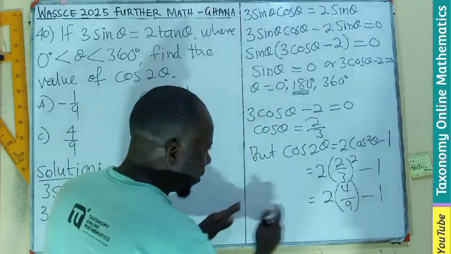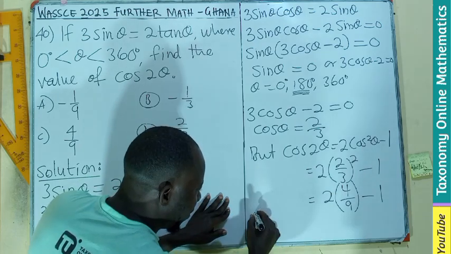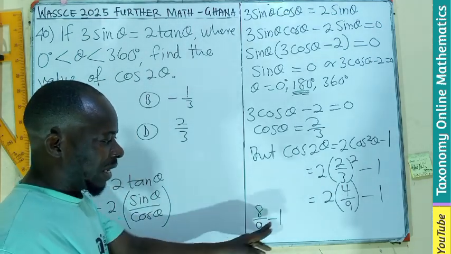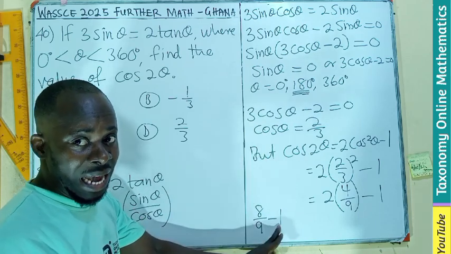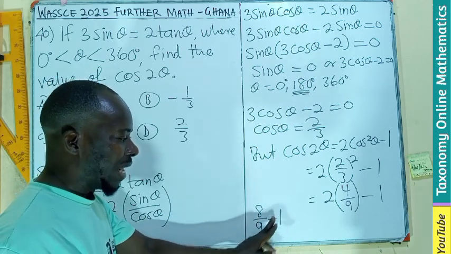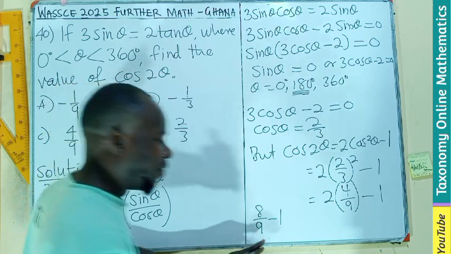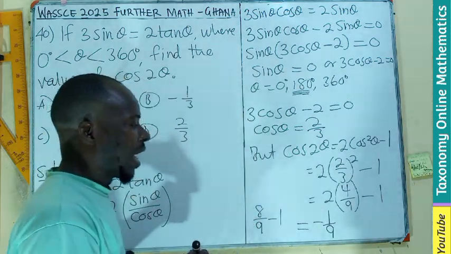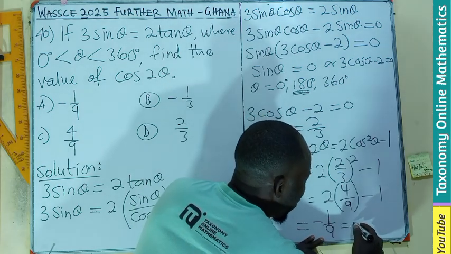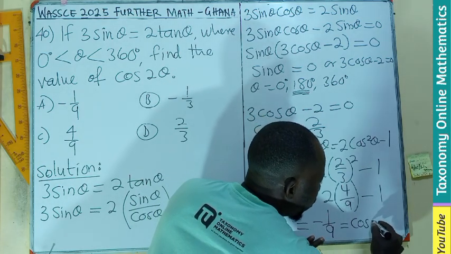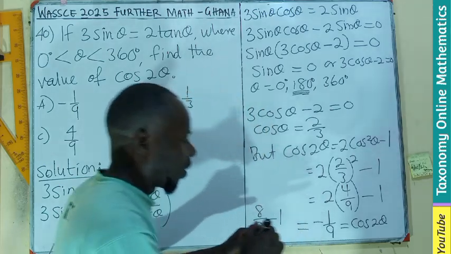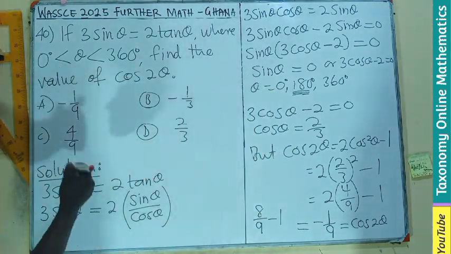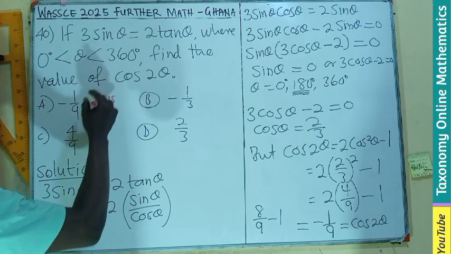This will be giving me 8 on 9 minus 1. And remember, 1 is the same as 9 over 9. So 8 minus 9 over 9 will give you a total value of negative 1 on 9, which equals our cos 2 theta. Okay, that's the value we are looking for. Let's check which option. I think option A gives us the right answer.